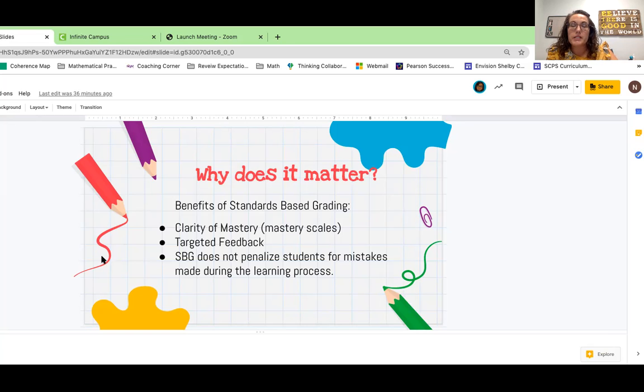One of the really cool things about standards-based grading is that it does not penalize students for mistakes that are made early during the learning process. We know that in that beginning of learning, it can be super messy, and we want our students to have a growth mindset and be comfortable to take risks and not be penalized for it. And in the current state of Infinite Campus, they are being penalized for those early learning scores that might be low. And so we want to correct that.